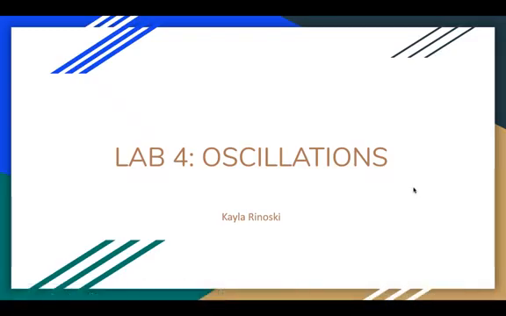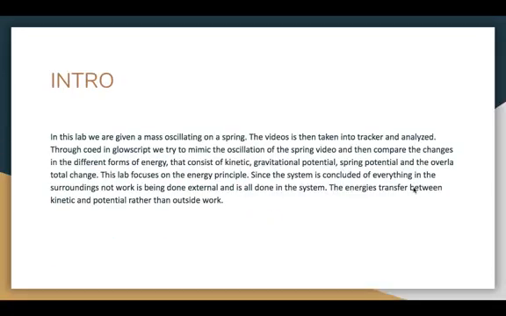Lab 4 Oscillations. In this lab, we are given a mass oscillating on a spring. The video is then taken into Tracker and analyzed. Through code and GlowScript, we try to mimic the oscillation of the spring video and then compare the changes in different forms of energy that consist of kinetic, gravitational potential, spring potential, and the overall total change in energy.